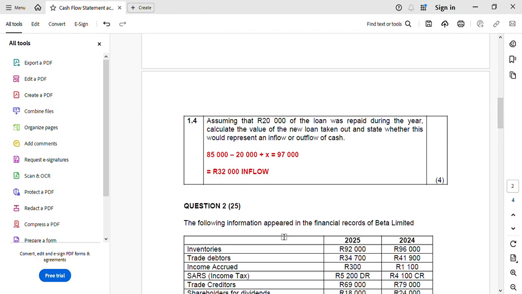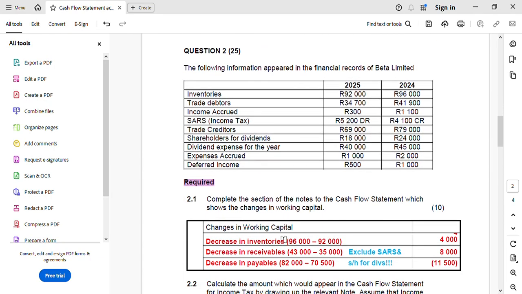Question 2. Here we're required to do the working capital changes in your cash flow statement. Starting with your inventories. Inventories here have gone from 96,000 to 92,000, so they have decreased. If they decrease, it means we've sold more, therefore it is an inflow of cash.